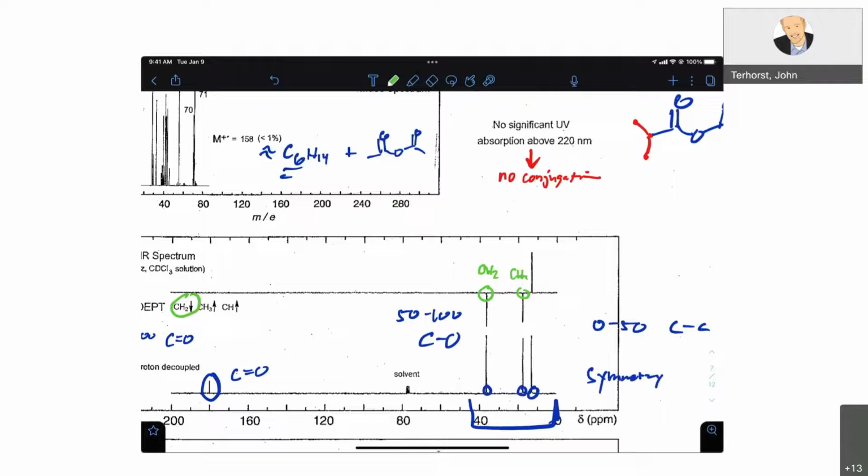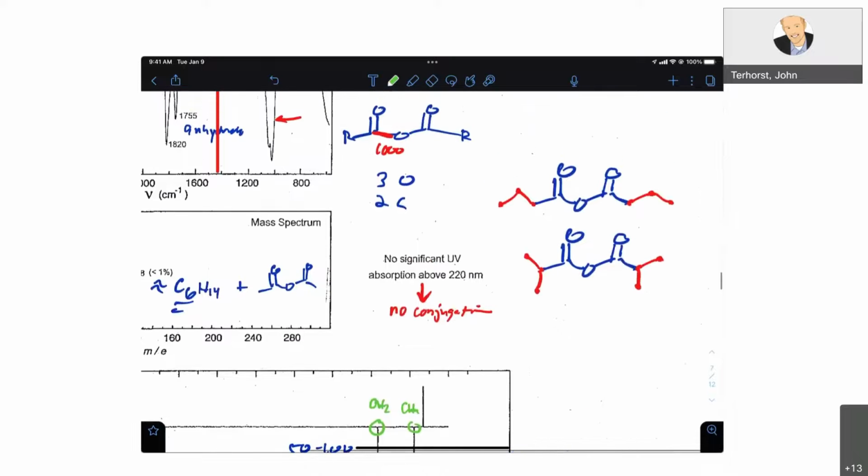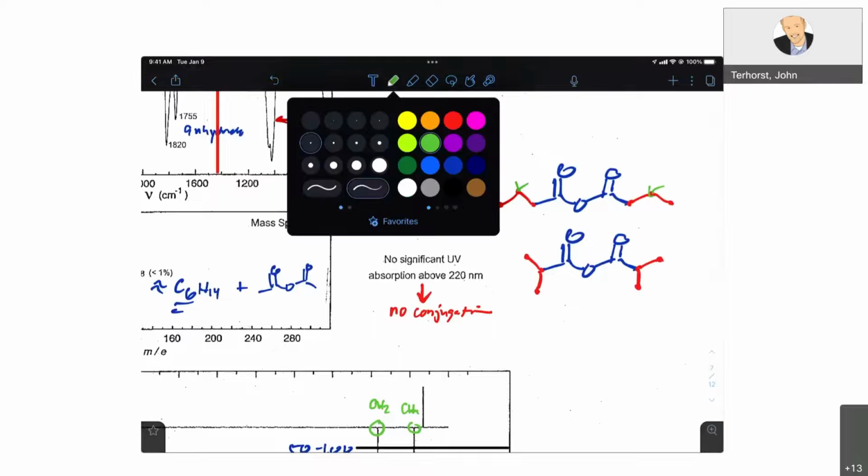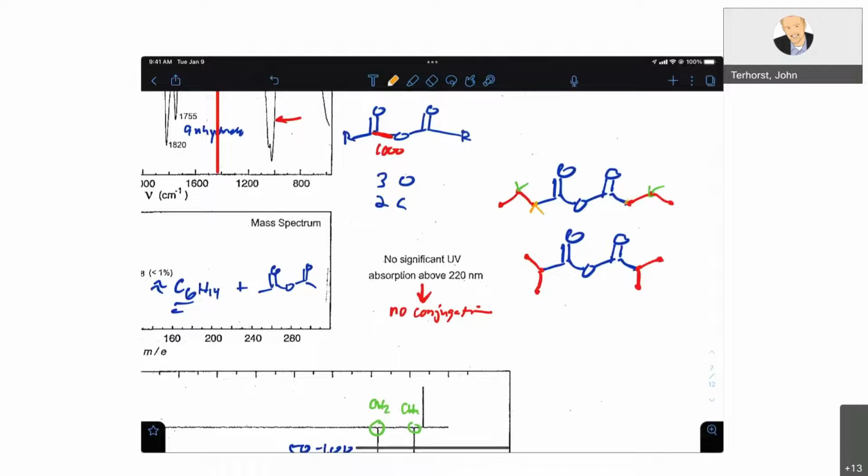Okay, and in fact, only one of our hypothesized structures has 2 CH2s. That pair, which would be the same as that pair, and that pair, which would be the same as that pair, right? This does not have any CH2s here. So actually our carbon NMR with the DEPT makes it look like that structure can't work.